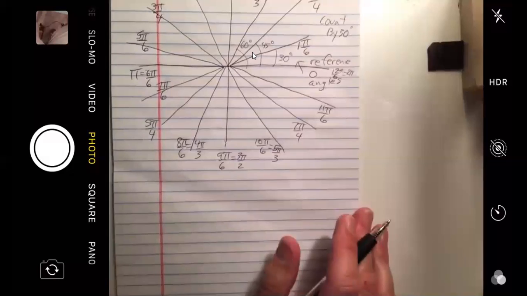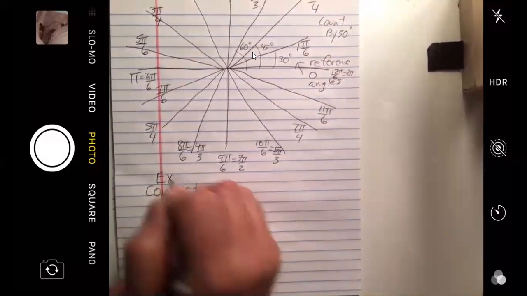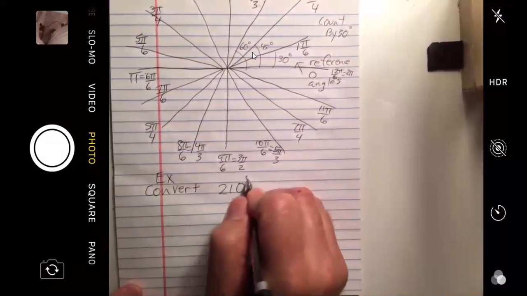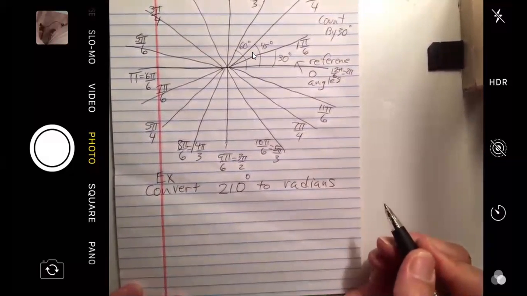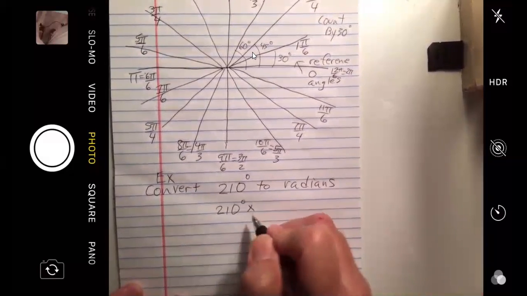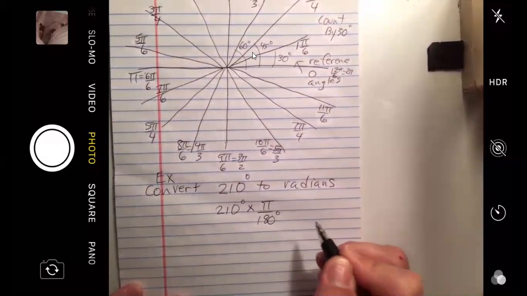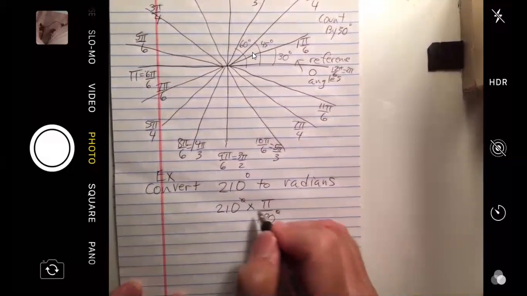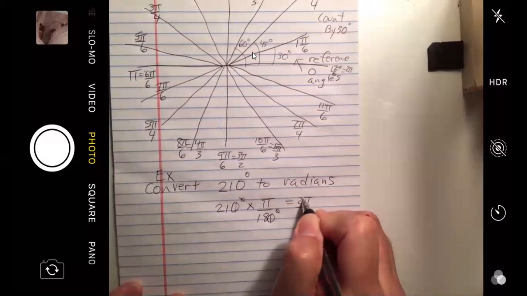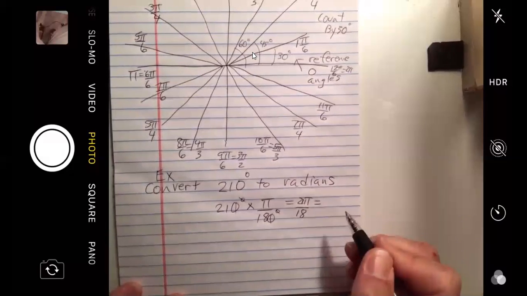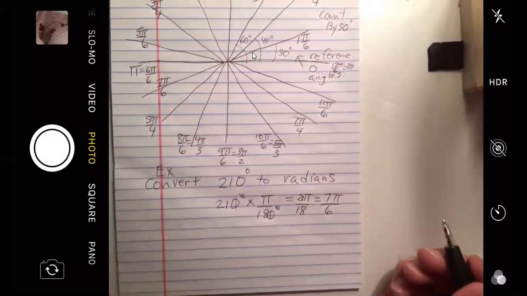Let's just do another example. They'll have you say convert, this is just an example, 210 degrees to radians. You go 210 degrees times pi over 180. Okay, your degrees cancel. Zeros cancel. It's a matter of reducing 21 pi over 18. Well, 3 goes into 21 7 times. 3 goes into 18 6 times. There's 7 pi over 6.